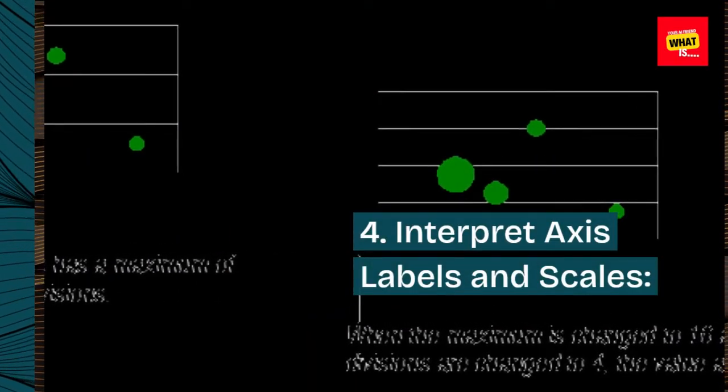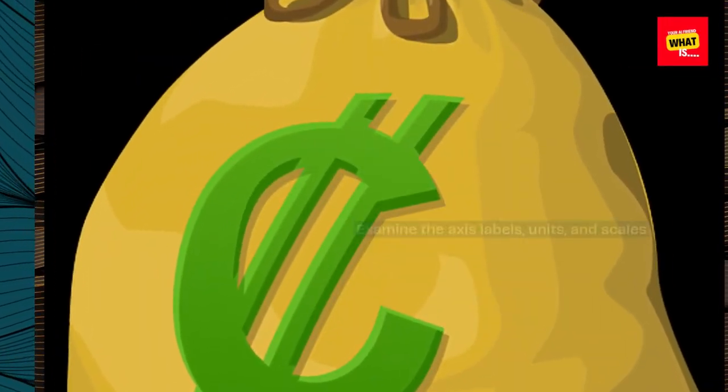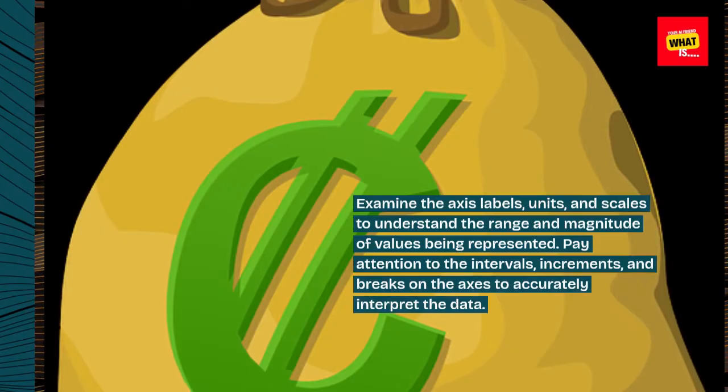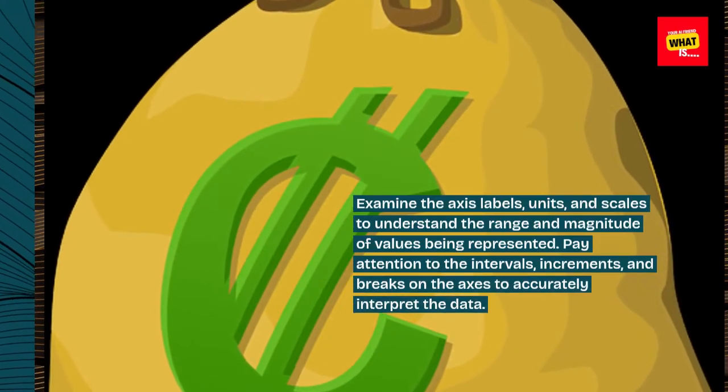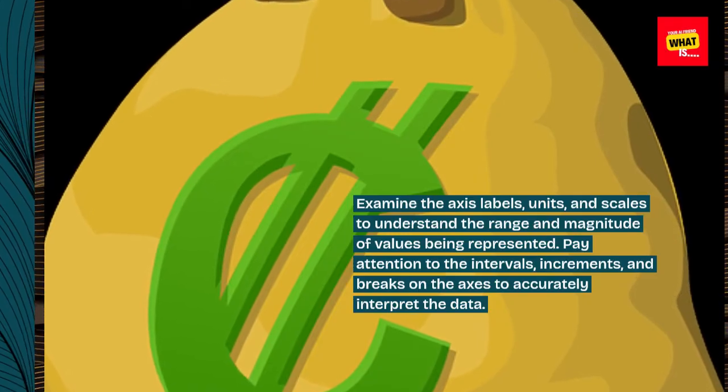4. Interpret axis labels and scales. Examine the axis labels, units, and scales to understand the range and magnitude of values being represented. Pay attention to the intervals, increments, and breaks on the axes to accurately interpret the data.